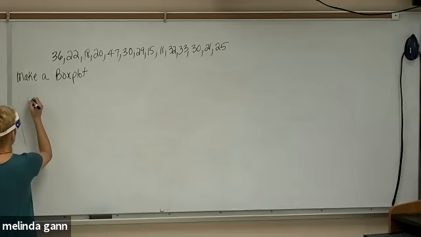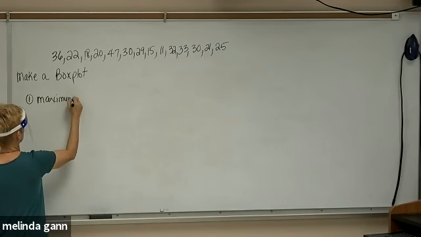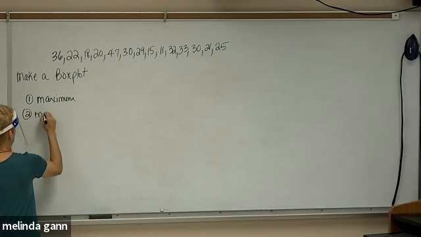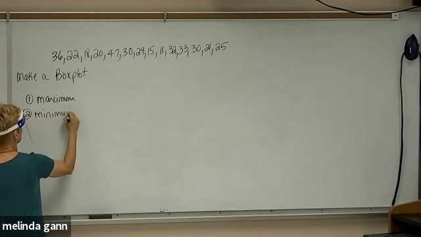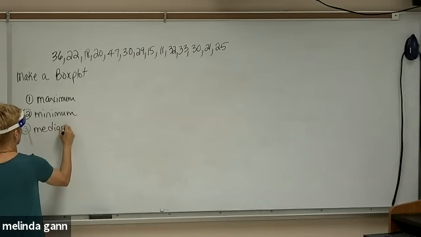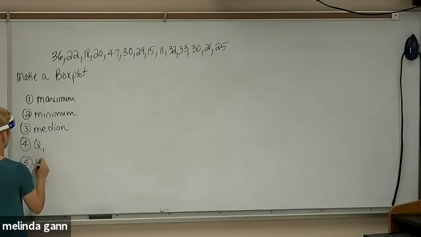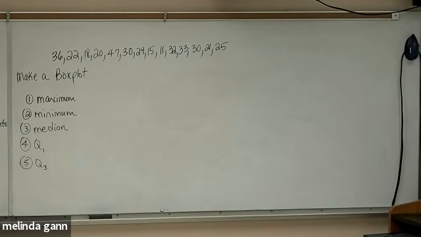So if I make a box plot, these are the three numbers I need. I need the maximum. I need the minimum. I need the median. I need Q1, and I need Q3. So what do you think is the first thing I need to do?